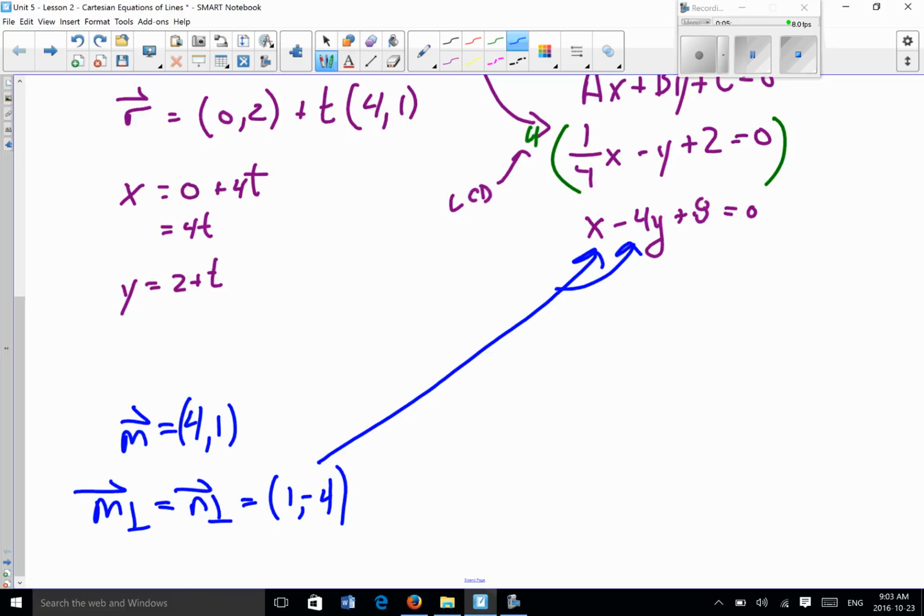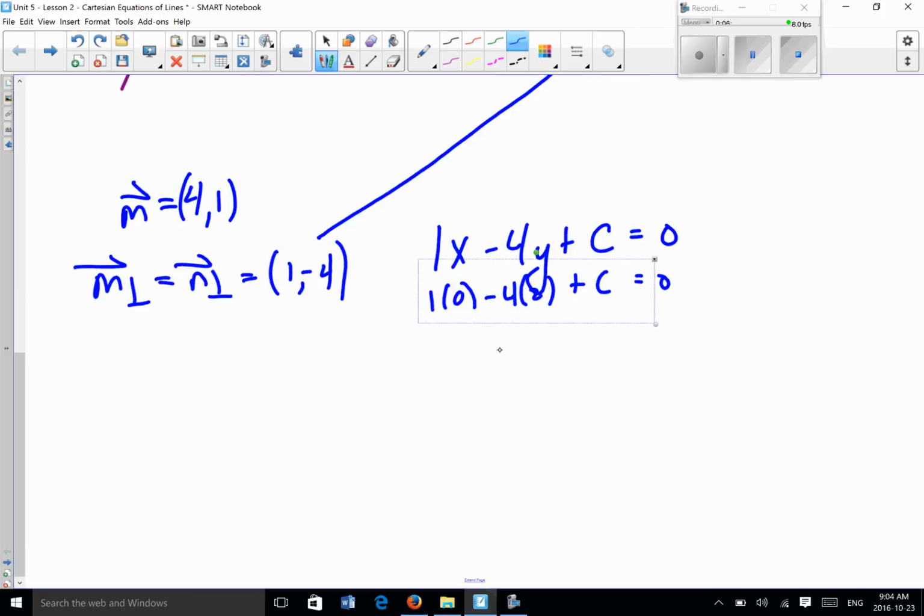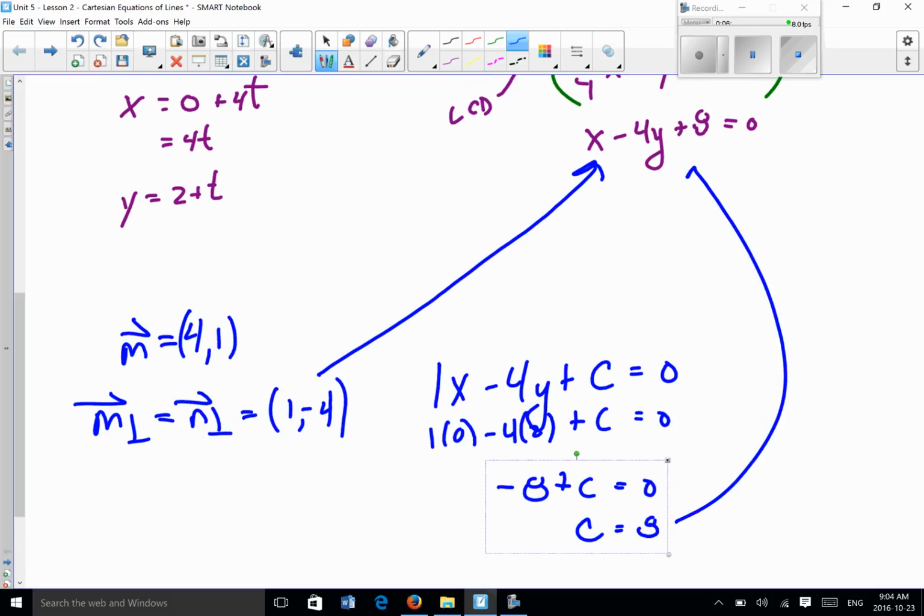As soon as I see what my M is, I know the N, and I could write it in as 1x minus 4y plus some value comes out to 0. To get the value, I take a point that I know from my line. We knew 0, 2, so I can put 0 in, I can put 2 in, and solve for C. 1 times 0 is 0, so I get minus 8. In other words, C is 8, which we got.